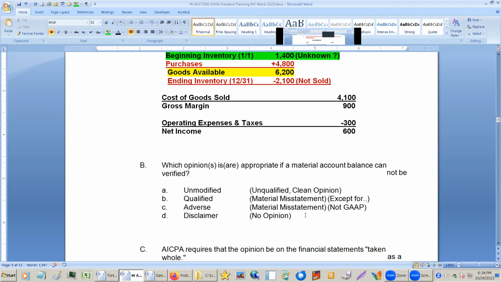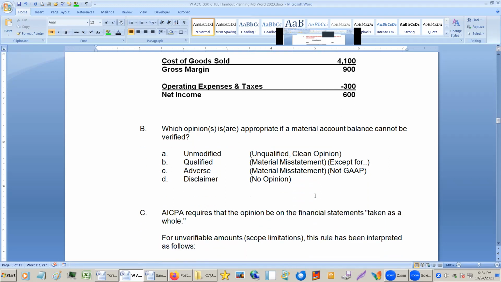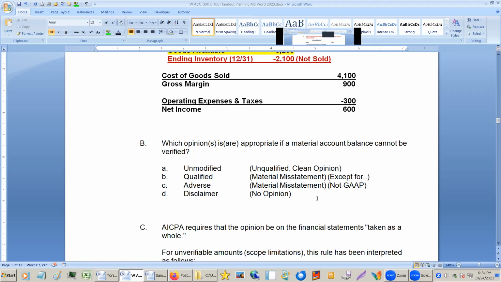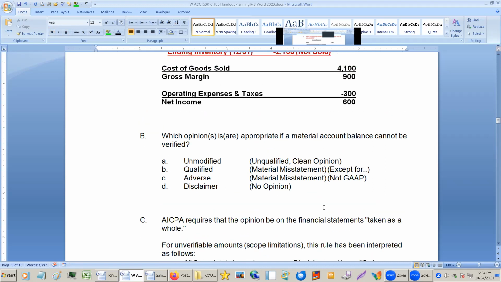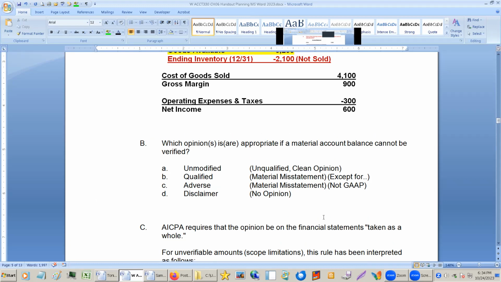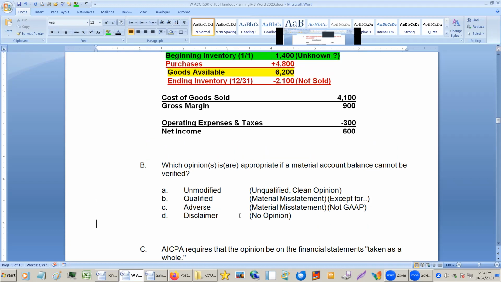Okay, so when you have a material count that cannot be verified, what kind of a report do they usually get? There's actually two of them that they have the possibility of getting. Is it the adverse and the disclaimer? Close. The disclaimer is probably the one that most people would think about.